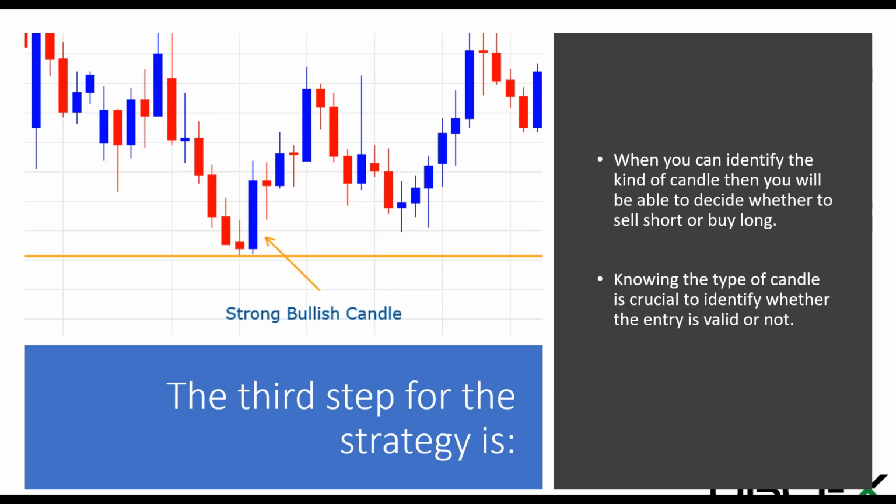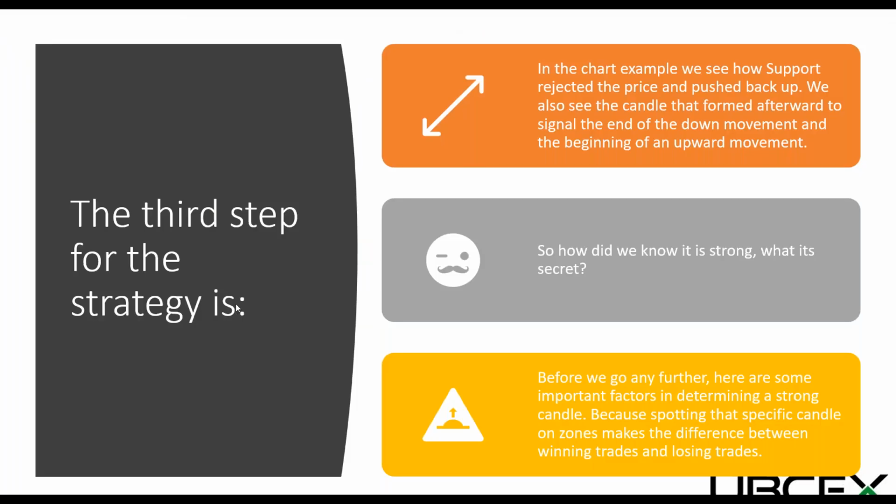So what do we have? We have price touching the support line. We have the formation of the next candle, and this is clearly a bullish candle. So we have identified that candlestick. In the chart example, we see how support rejected the price and pushed back up. We also see the candle that formed afterwards to signal the end of the downtrend movement and begin the upward movement. So how do we know how strong it is, and what is the secret?